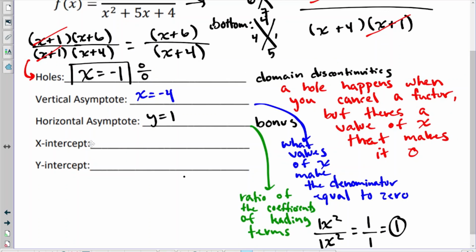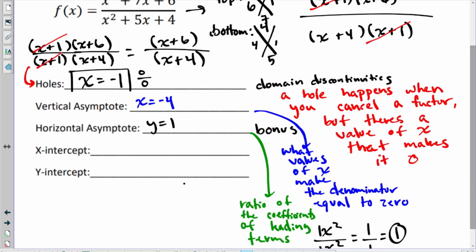The x-intercepts happen when the numerator is 0, right? When the output would become 0, because that's what an x-intercept tells you. And so in this case, it's what happens to make x plus 6 equal to 0. So that means that it's at x equals -6, or -6 comma 0. And then the y-intercept happens when you just plug in 0 for x, which in this case would just be 6 over 4, which is 3 halves.